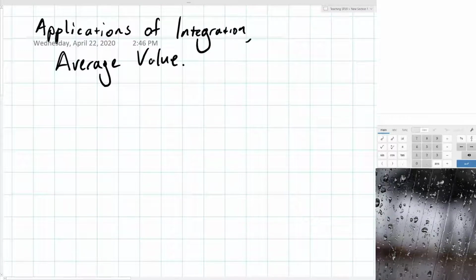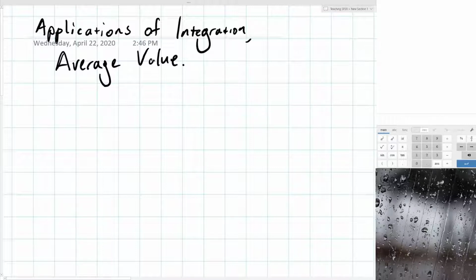So today we are going to start talking about some applications of integration for business stuff. Well, not just for business stuff, but applications of integration in general. The first one that we're going to talk about is finding the average value of a function, and it's a pretty straightforward application of integration.